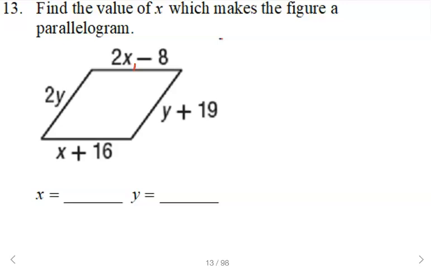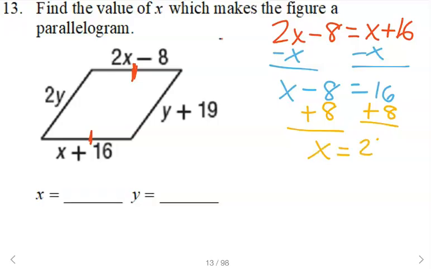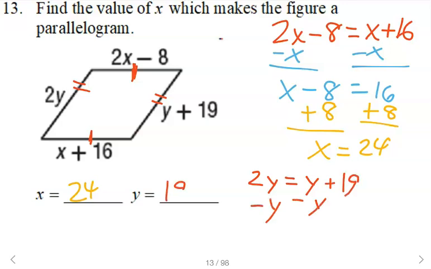In a parallelogram, opposite sides are congruent as well as the opposite angles being congruent like we saw in the last one. So we can say 2x minus 8 equals x plus 16. To get rid of the x that's on the right side, we'll subtract x. We get x minus 8 equals 16. To get rid of minus 8, we'll add 8, and we get 24 for the value of x. For y, we can do the same type of thing. Opposite sides are congruent, so 2y equals y plus 19. Subtract y, and we get y equal to 19. You can plug them in to make sure that they work.